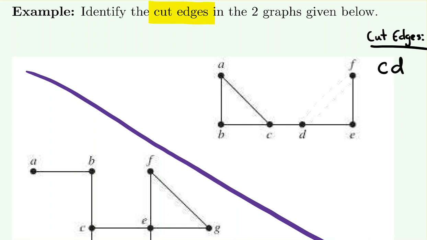D to F, still connected. So the only cut edges for this first graph are C and D. Let's turn our attention to the next graph.